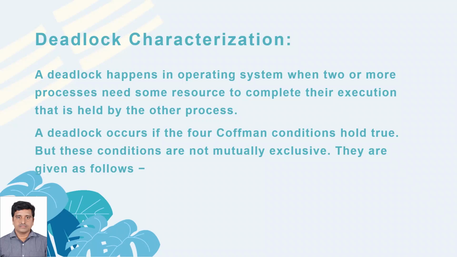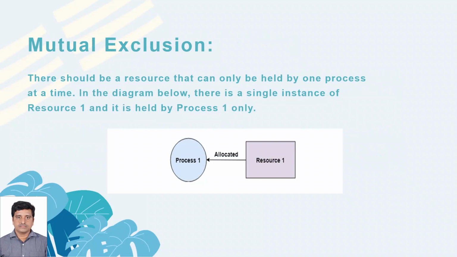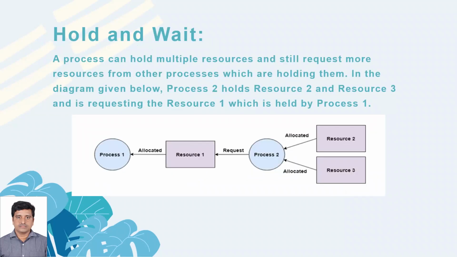A deadlock occurs when four Coffman conditions hold true, and these conditions are not mutually exclusive. They are as follows. One is mutual exclusion. There should be a resource that can be held by only one process at a time. In the diagram below, the single instance of resource 1 is allotted to process 1 and only to it. So no deadlock occurs. One resource is equal to one process, so no deadlock will occur.